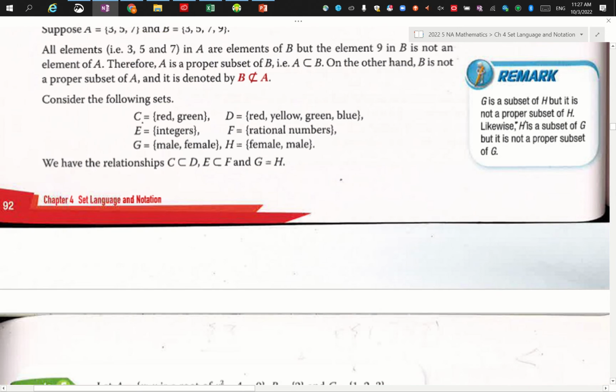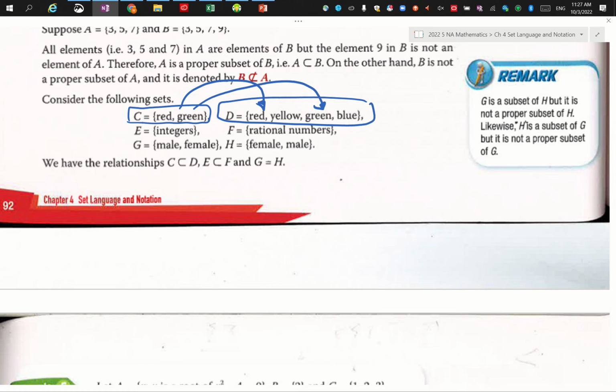Okay, now consider the following set. We've got set C, we've got red and green. Set D, red, yellow, green, blue, and so on and so forth. Now we can see that set C is a proper subset of D. See, everything found inside C, your red, your green is found inside D, right? So we say that C is a proper subset. Everything is found inside, but they are not the same. Get it?